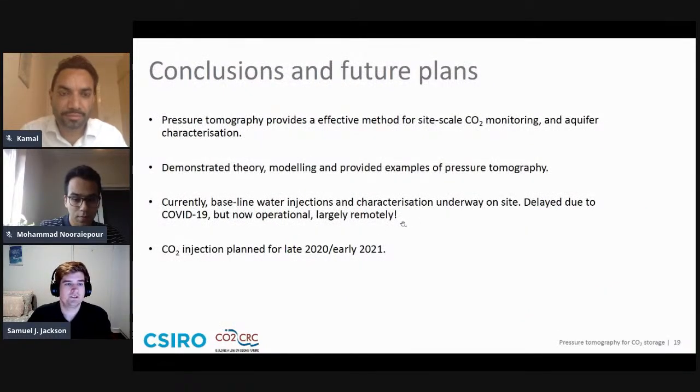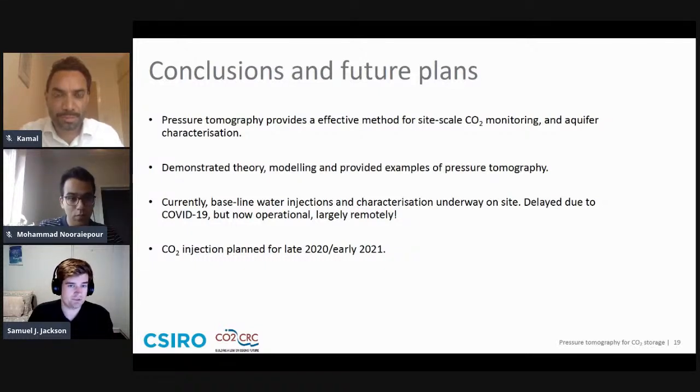So really, in conclusion, it's been a very quick presentation, but we've demonstrated pressure tomography, how it works, some of the theory and modeling, and provided some examples, and really shown how it can be used as an effective method for site-scale CO2 monitoring, and also for aquifer characterization. The more wells you have, the better your characterization, but in the very limiting case of you only have 1 or 2 wells, you can still do a lot with the actual monitoring and location of the CO2 plume.